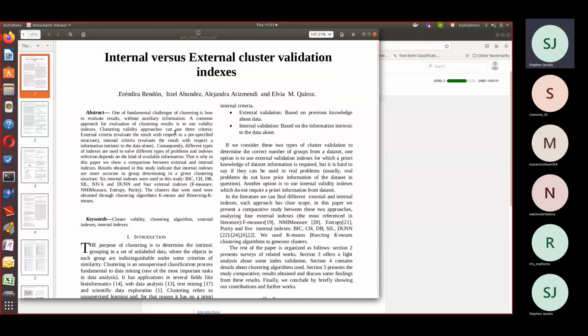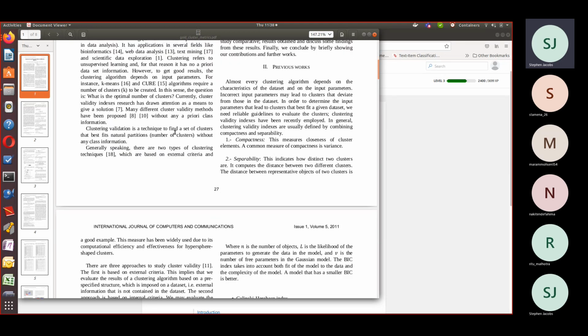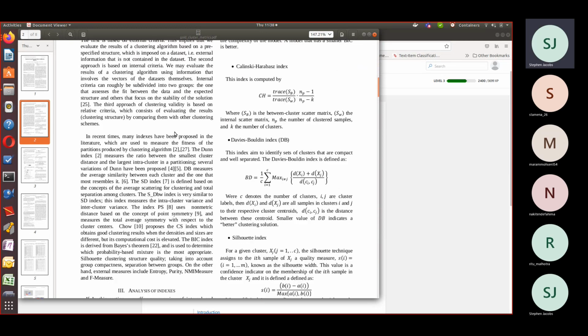So internal versus external cluster validation indexes. An external validation index uses labeled data. Sometimes you do have labeled data, even though you want to cluster, because you might find sub-clusters within the main classifications. The internal ones are based purely on the structure of the clusters themselves. You don't have any labeled data. So this paper looks at both possibilities and comes up with all of these very strange looking algorithms.